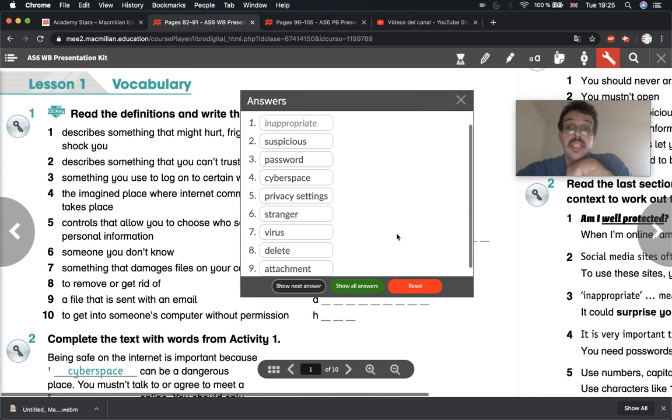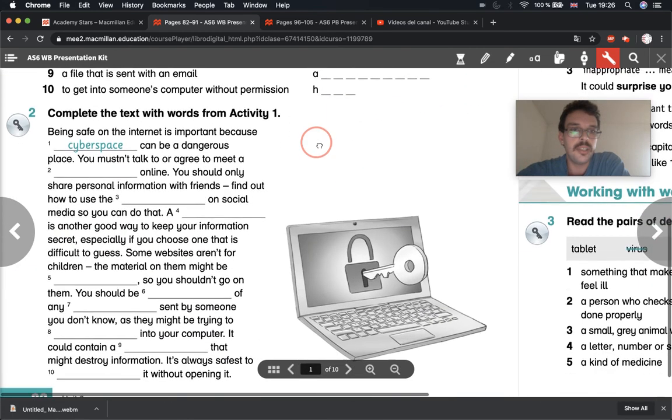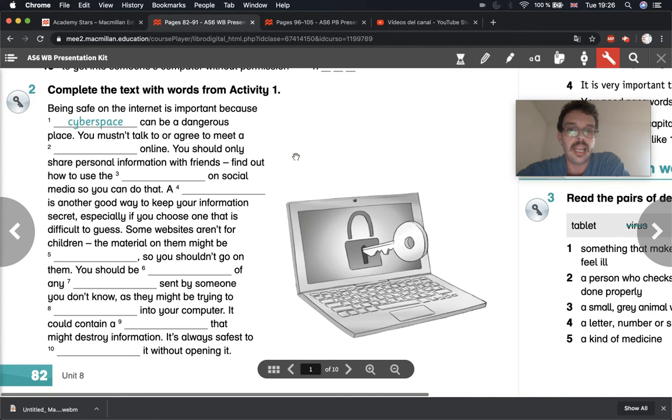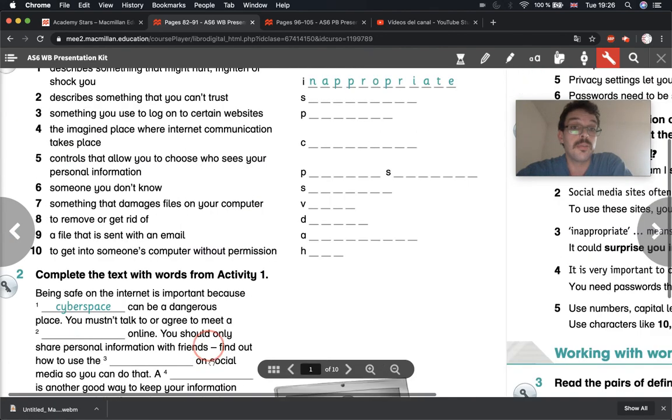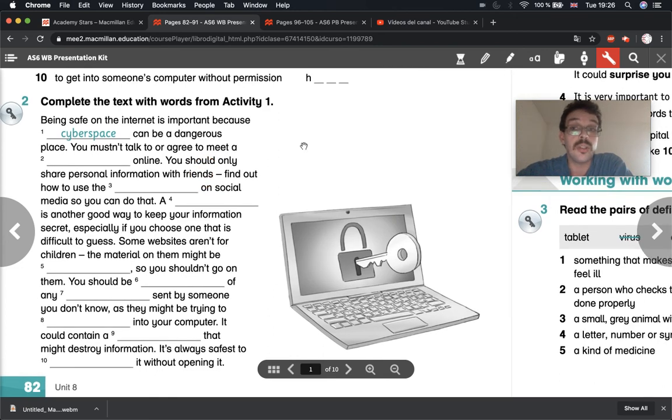Okay. Did you get the answers correct? Make sure you correct all of your answers in your book. Good. All right. So now that you've finished, we can go to exercise two. All right. And we can finish. So exercise two, you have a text. And you have to complete the text with the words from exercise one, okay? So with the vocabulary words. Complete the text using the vocabulary words from today, okay?